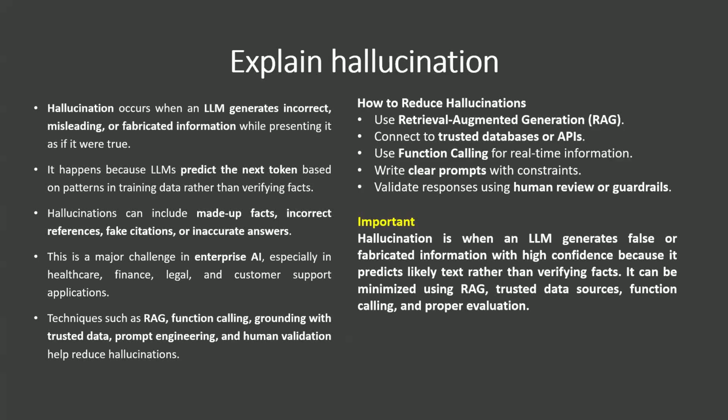How to reduce hallucination? This is also a very important question in the interview. By using RAG, Retrieval-Augmented Generation, we can reduce hallucination. Also by connecting to a trusted database or API, using function calling for real-time information, writing clear prompts with constraints, and validating the responses using human review or guardrails. By using some of these techniques, we can reduce hallucination.